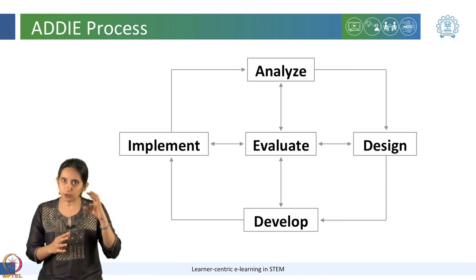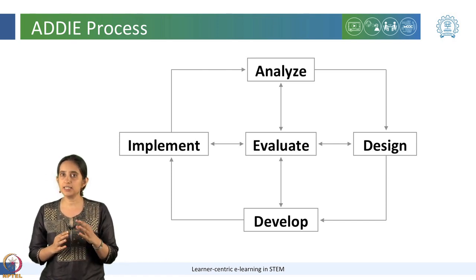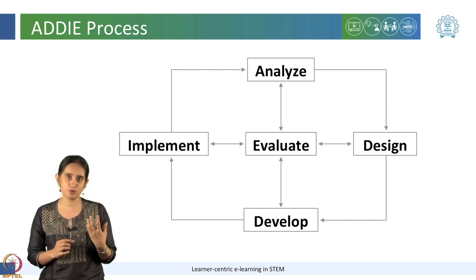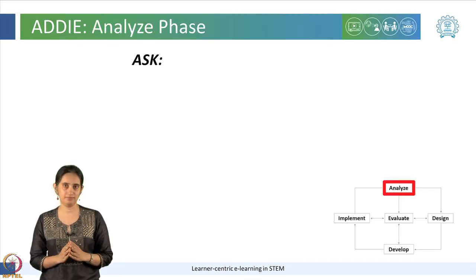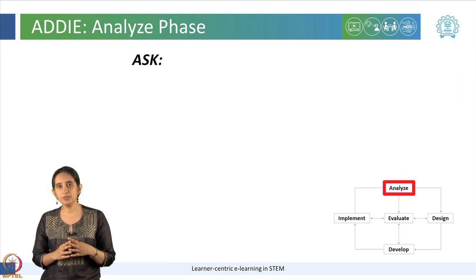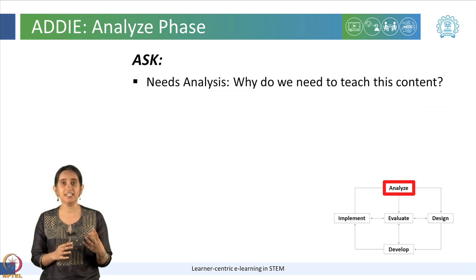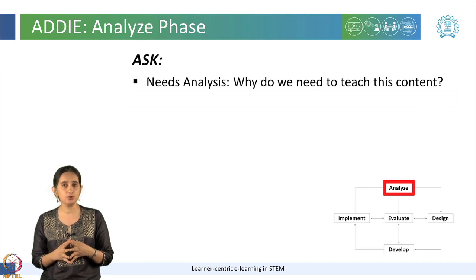So when we go through each of the phases of the ADDIE process now, we will discuss the key questions that each of us has to keep in mind as we design learner-centric e-content. In the analyze phase, we have to do a number of different types of analysis. So we begin with what's called the needs analysis, where we ask, why do we need to teach this content, or in our case, why do we need to design e-learning on this topic?